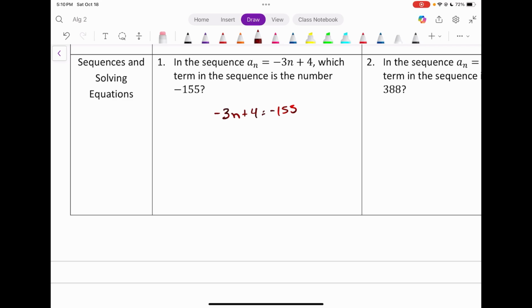To solve this, we simply subtract 4. That gives me negative 3n equals 159. Divide by 3, that gives me n is 53. So the 53rd term in the sequence would be negative 155.